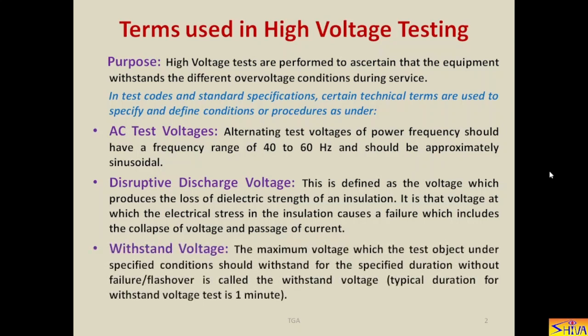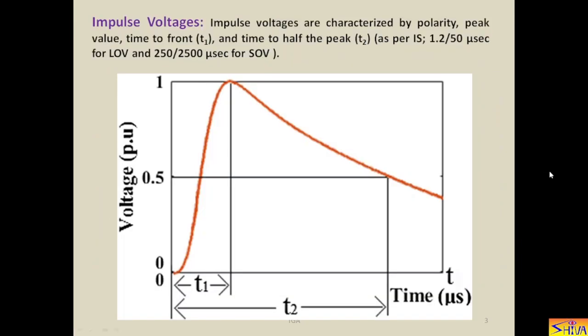In withstand voltage, the maximum voltage which the test object under specified conditions should withstand for the specified duration without flashover or failure, that is called as withstand voltage. And typical duration for withstand voltage test is 1 minute. So obviously withstand voltage is less than the disruptive discharge voltage.